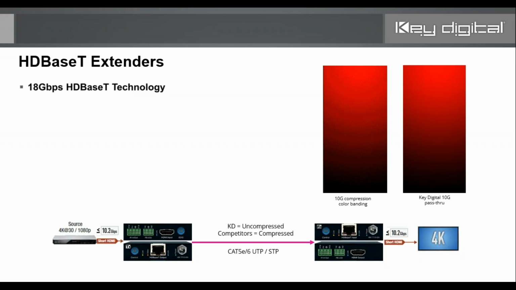So imagine your 10G signal getting compressed at a factor of 2 to 1, resulting in a 5G signal, which is good and well when you start at a full 18G and it's such a high quality signal. But starting lower, you don't want to end up with any compression artifacts. So Key Digital developed 10G pass-through, where our transmitter chip is much more intelligent than just compressing any and every signal that comes in. We actually only compress signals that exceed 10.2 gigabits per second.